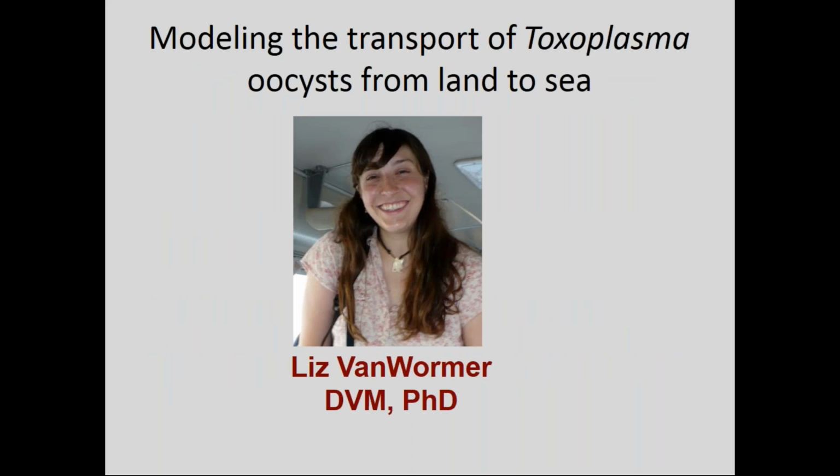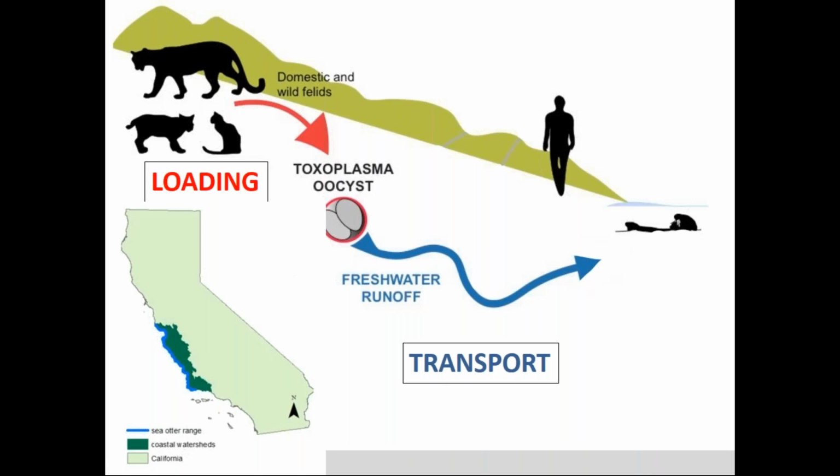So this first section, I will highlight the work that was done by Liz Van Wormer, and she developed a model to look at the transport of Toxoplasma oocysts from land to sea. To do this, they built a GIS simulation model of parasite loading and parasite transport to look at spatial differences in oocyst runoff, as well as examine how precipitation variability and human land use influenced oocyst transport from land to sea.